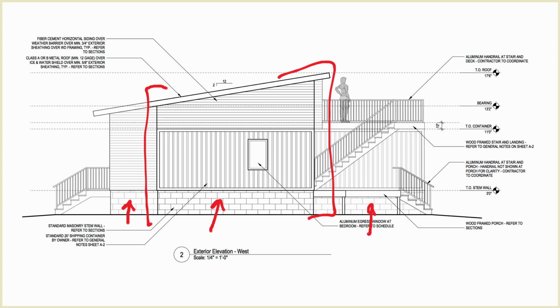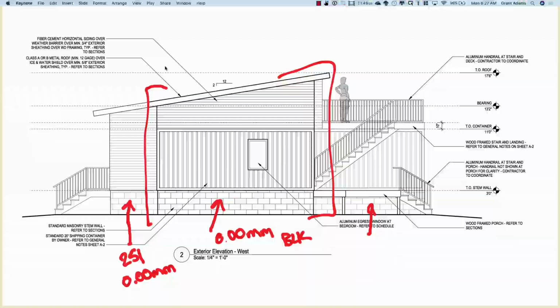In this case, I would say that the texture is 0.00 millimeters in AutoCAD, but this would be BLK or black. This one is probably, I don't know, a 251 gray or something like that, if my memory serves me correctly. It's still a 0.00 in thickness. But it looks further away because of the shift to the gray versus the shift to the black.